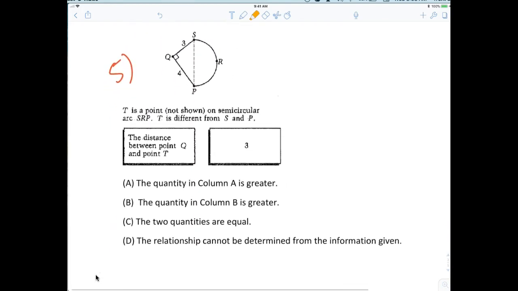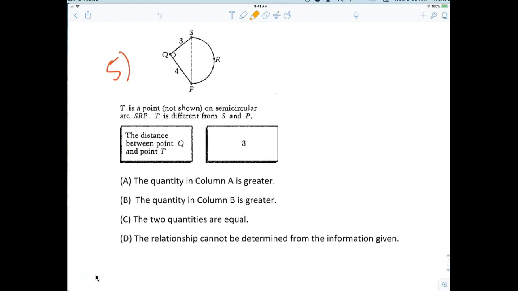Let's go to 5. Now, this one I think everybody should get. And that's what I'm saying, don't look at something and say it looks hard, I don't know. All right, so let's read carefully. T is a point on the semicircular arc SRP. T is different from S and P. So I have to put T somewhere. Everybody agree? So that is point T. Now, keep in mind, I can move T anywhere I want along that arc. Do you agree?